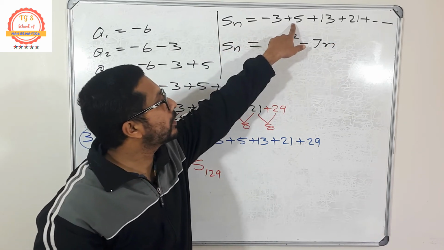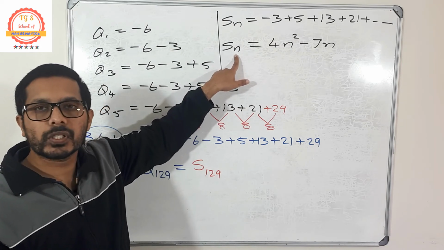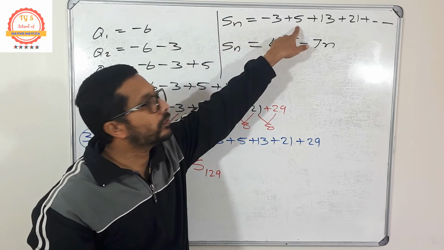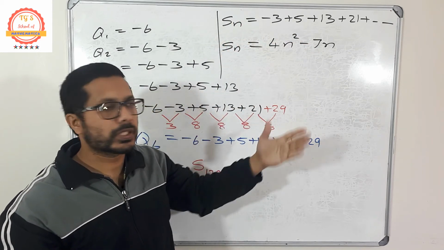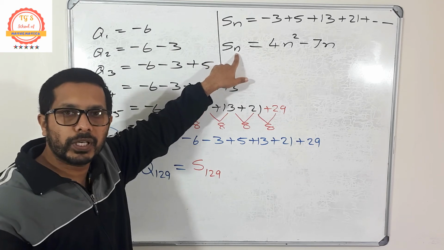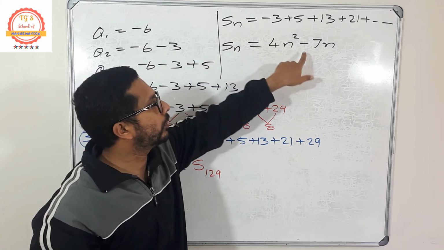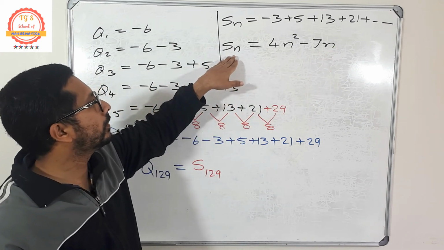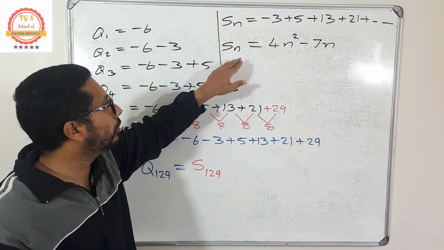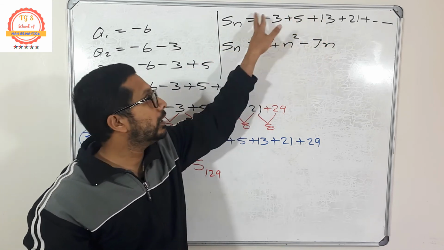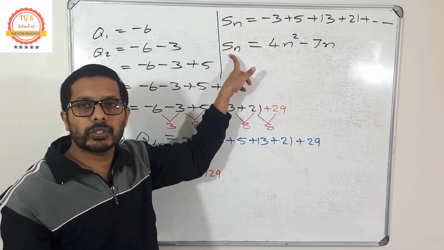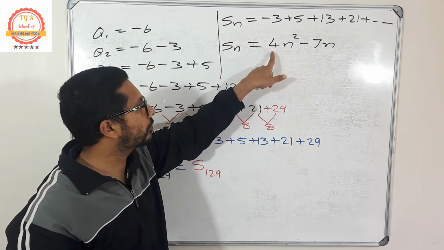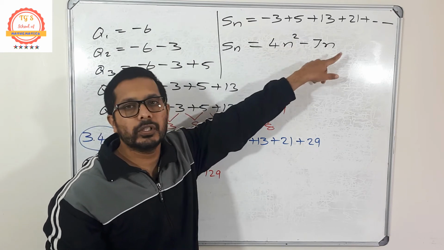For this sequence, if you want to find the sum of the first two terms, you have to substitute the value of n as 2. If you want to find the sum of the first 5 terms, you have to substitute the value of n as 5. That means 4 into 5 square minus 7 into 5. So if you want to find the sum of the 20 terms, what do you have to do? S20 is equal to, substitute n is equal to 20. So it is 4 into 20 square minus 7 into 20, like that.